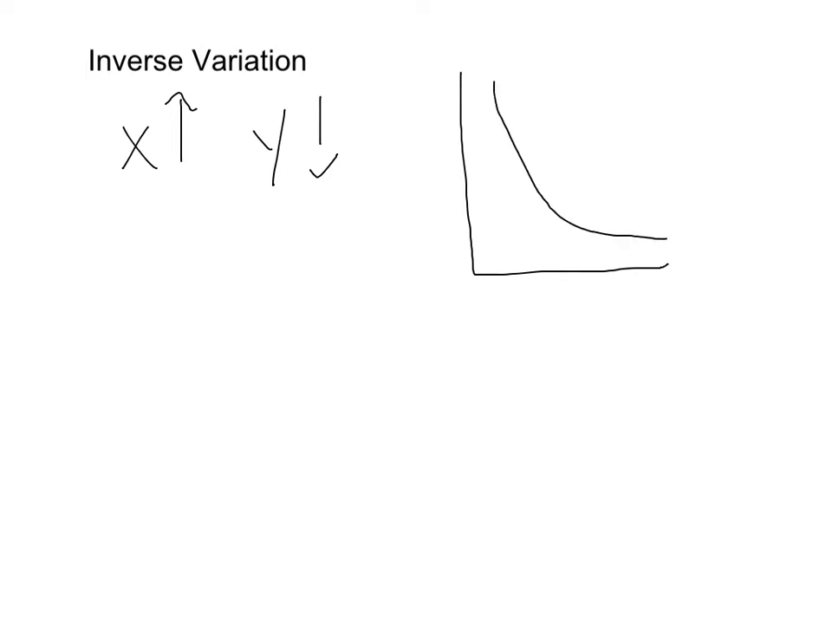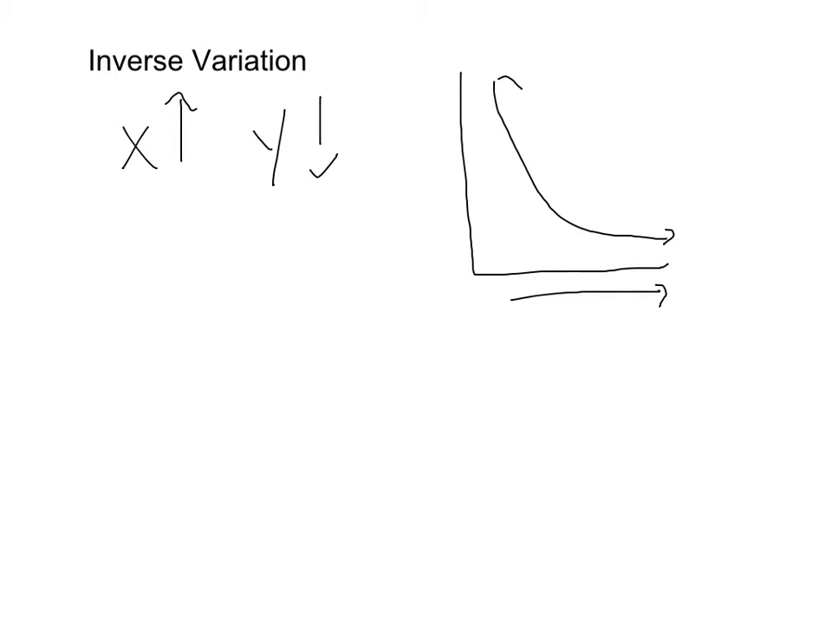Inverse variation involves two quantities that change in opposite directions. So if x gets bigger, y gets smaller. An example of an inverse variation graph would be one that looks like this. As the x's get bigger along the x-axis, you can see that the y's get smaller. They get closer and closer to the x-axis.